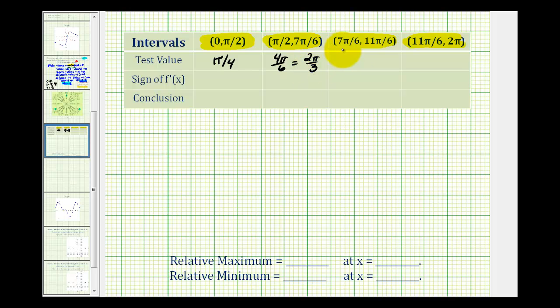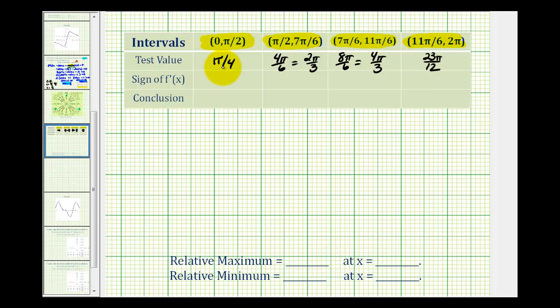Some value between 7 pi over 6 and 11 pi over 6. How about 8 pi over 6 or 4 pi over 3? And this one's a little bit more challenging because after 11 pi over 6 would be 12 pi over 6, which is actually 2 pi. So this would be the same as 22 pi over 12. So let's try 23 pi over 12.